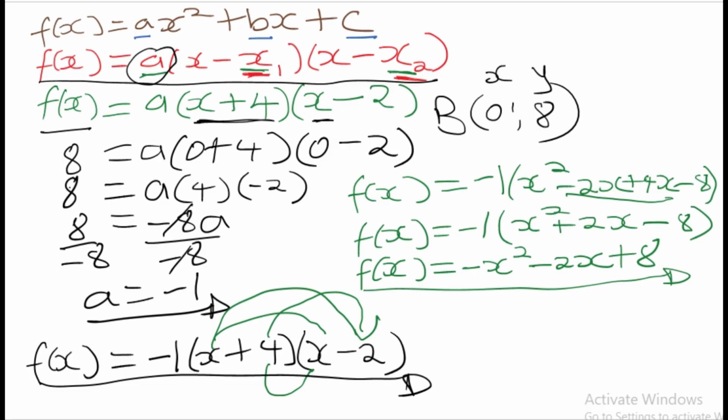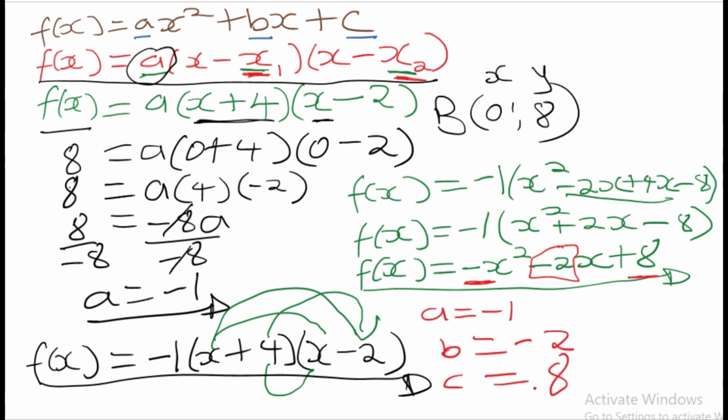Now let us put them in writing in a way that it will make sense. The value of a here is negative 1. The value of b is this one, so b will be equal to negative 2. And then the value of c is positive 8. And like this, you are done finding the value of a, the value of b, and the value of c.